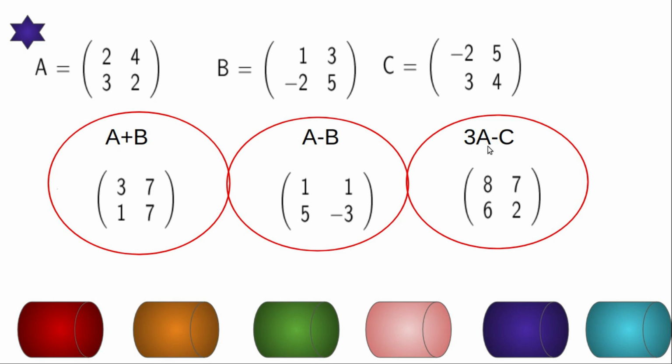Now next is 3A minus C. That is, we have to multiply 3 into this matrix, 3 into A, then minus C. 3 into 2 is 6, minus minus 2, that is 6 plus 2, 8. 3 into 4, 12, 12 minus 5, 7. 3 into 3, 9, 9 minus 3, 6. 3 into 2, 6, 6 minus 4, 2. So 3A minus C is matrix 8, 7, 6, 2.